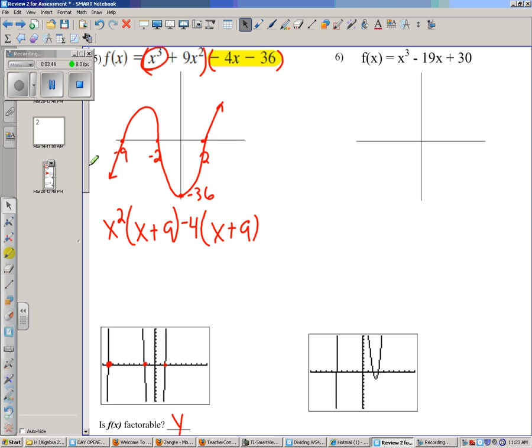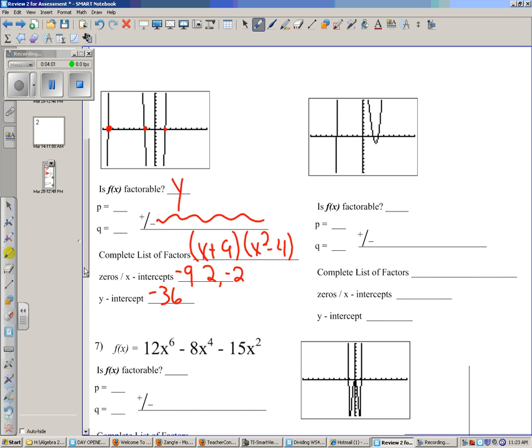All right, let's take a look at number 6. Number 6, you know what? I might think it could be factorable, but this is an x cubed and then an x. And we haven't worked with anything like that. So is this factorable? No, it's not factorable.